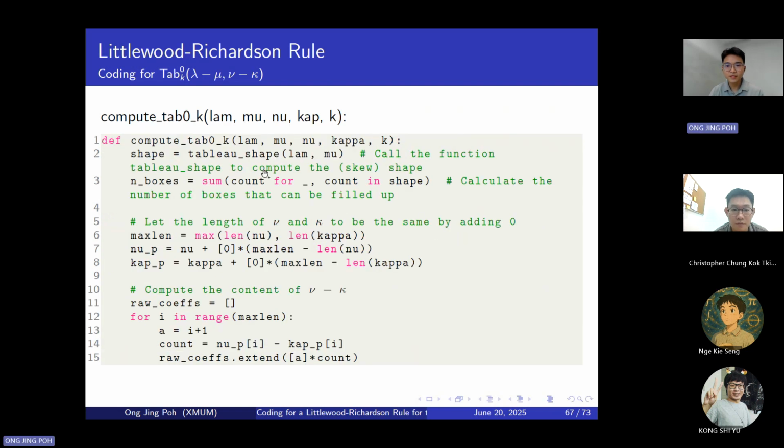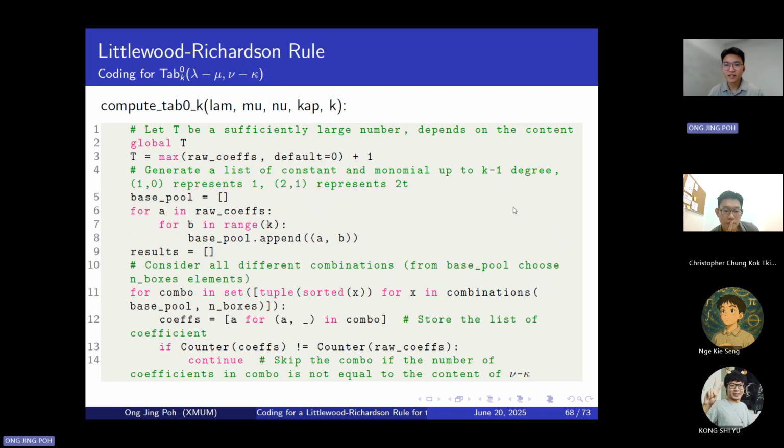Okay. Firstly, in line 2, I use the function table shape to compute the skew shape and store the number of boxes that can be filled out in n boxes. And next, in lines 6 to 8, I just let the lengths of nu and kappa be equal so that I can compute nu minus kappa easily. And then in lines 11 to 15, I compute the content of nu minus kappa. Okay, then I let t be a sufficiently large number depending on the content of nu minus kappa.